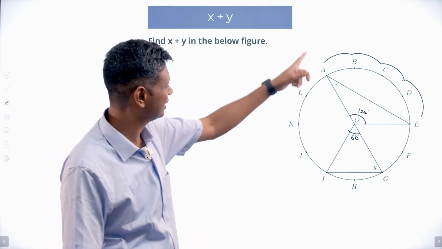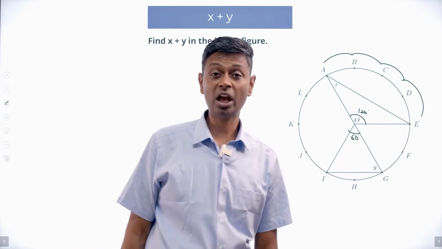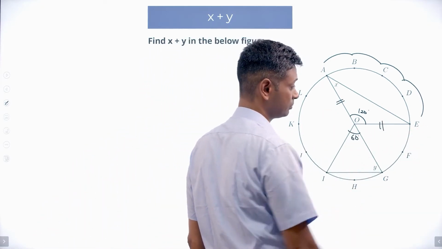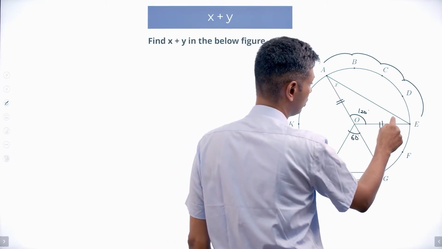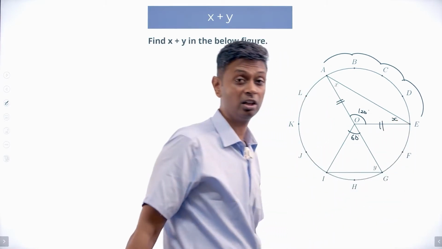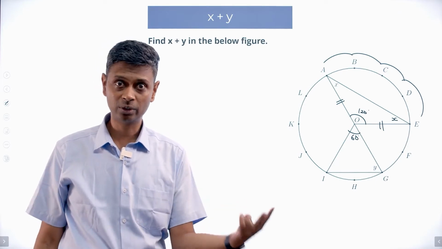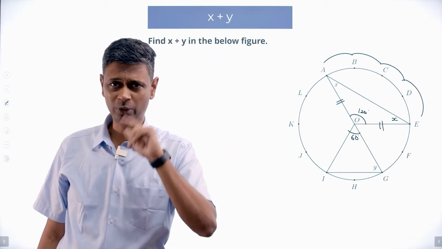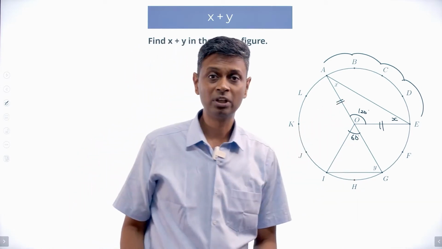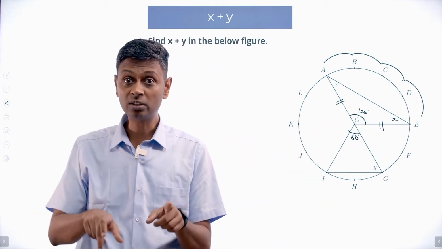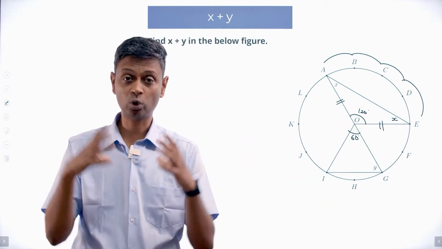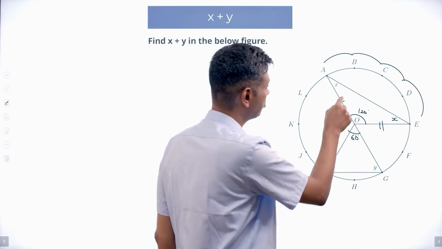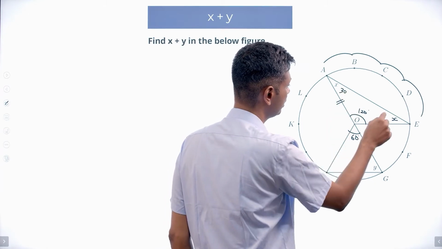How are we through? This AOE is an isosceles triangle. Why? This is the radius, this is the radius. So this is X, this is also X. In an isosceles triangle, two sides are equal, and two angles are equal. The three angles in a triangle add up to 180, that we know. This is 120, so the other two should be equal and add up to 60. Totally it is 180, 120 is gone, remaining is 60. 60 should get split as 30 and 30.